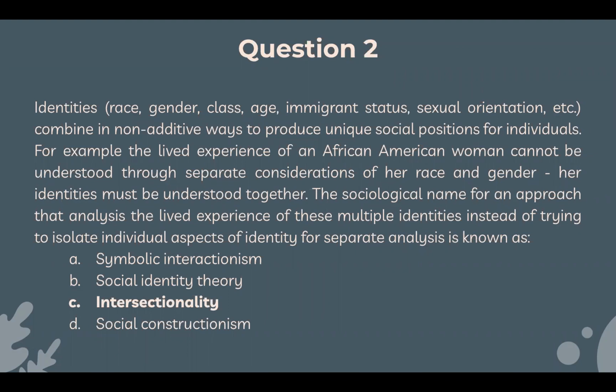And finally, option D is wrong because social constructionism is the theory that people develop their knowledge of the world in a social context. So basically, things do not have stable meanings, but they gain their meanings from people who use them. An example is money. Money has so much value because we give it value.